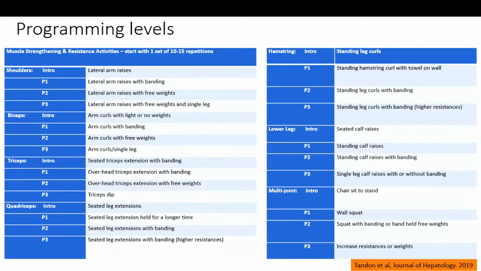Now coming to the programming levels, there are different recommendations. There are no clear-cut guidelines. This has been adapted from a paper by Punita Tandon ma'am, which has clearly shown that for muscle strengthening exercise, there are 7 groups of muscles: shoulder, biceps, triceps, quadriceps, lower leg, and multiple joint. We can start with the introductory level, which includes very basic exercises, and as the patient's stamina and strength builds up, we can gradually progress to P1, P2, and P3.